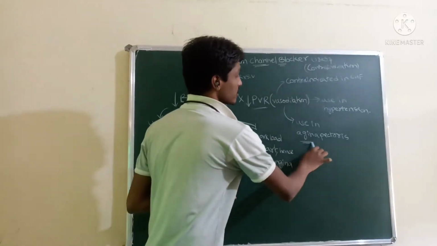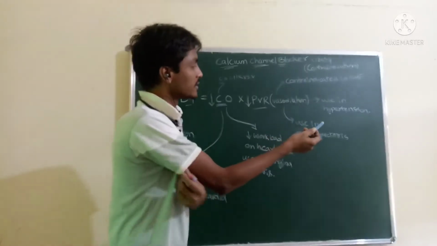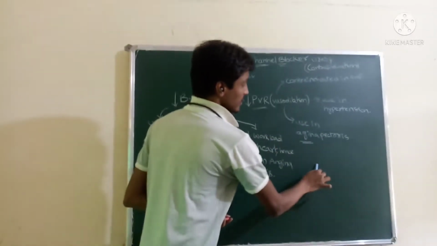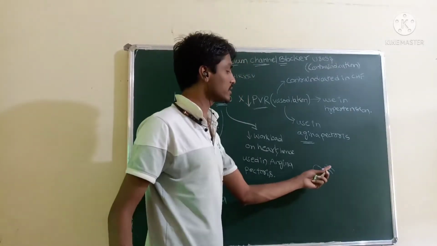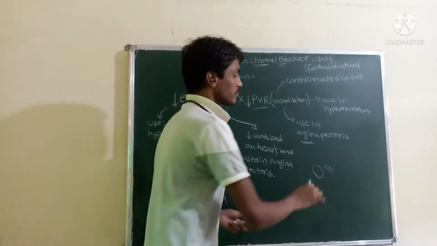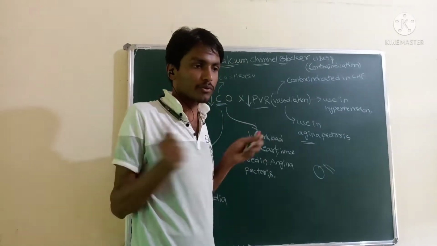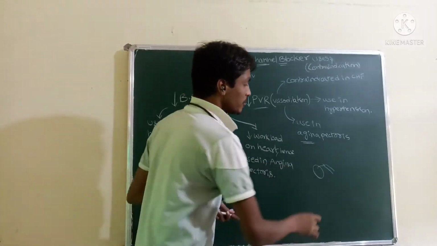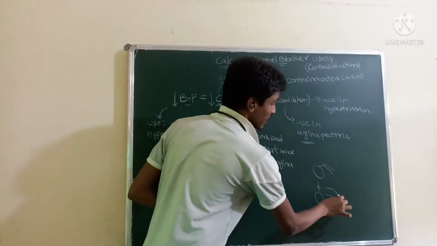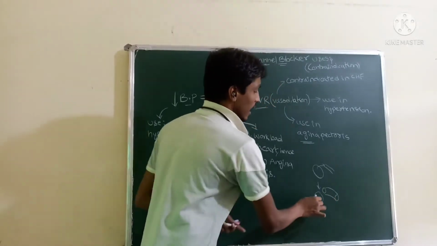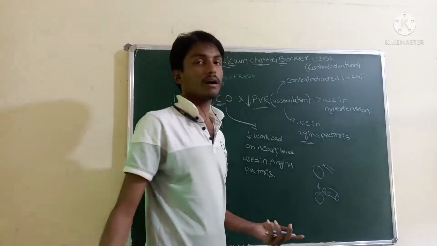In angina pectoris also, vasodilation is needed. See, this is the heart. It needs to pump the blood through this blood vessel, and it needs to work more compared to when vasodilation is there. When vasodilation is there, the heart will easily pump the blood into the coronary artery.